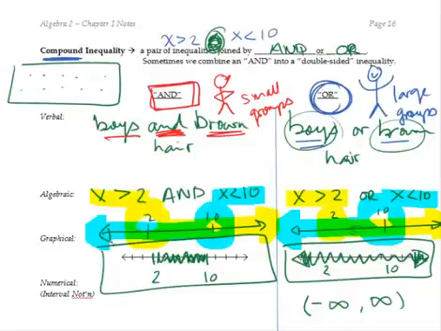I can't include the outside because that's only blue, and I can't include this side because it's only yellow, so only the middle gets to be shaded. And then for these here, do we need open or closed circles?